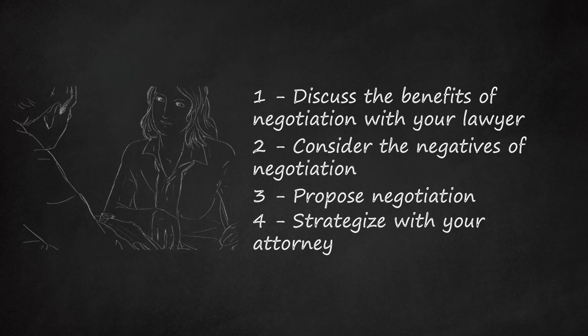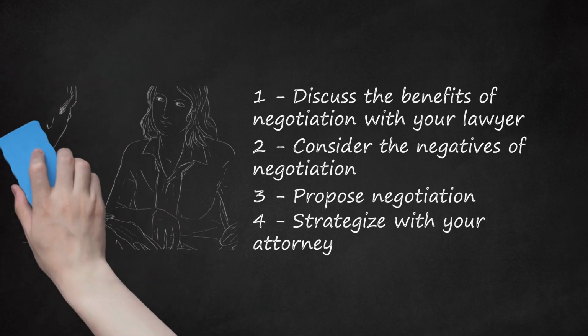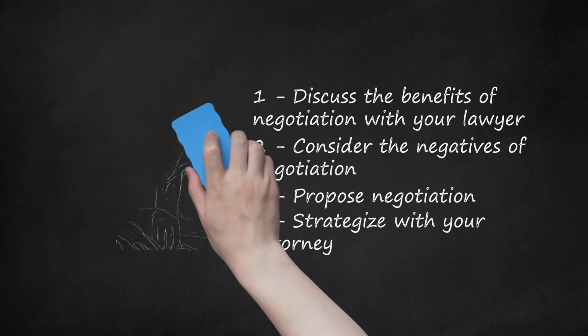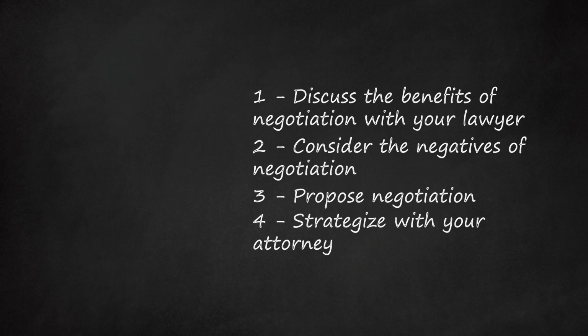Your walk-away point. This is your bottom line, the absolute minimum you are willing to settle for. For example, if you are suing the broadcaster for $30,000, then your absolute minimum might be $15,000. If the broadcaster cannot meet your minimum, then you will walk away from negotiations.